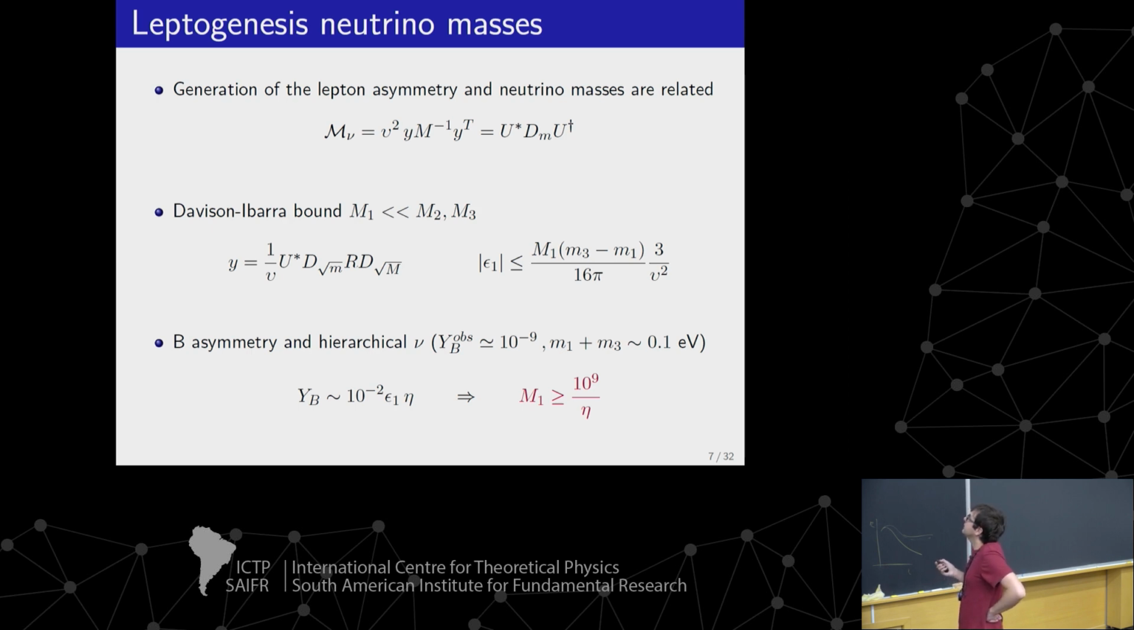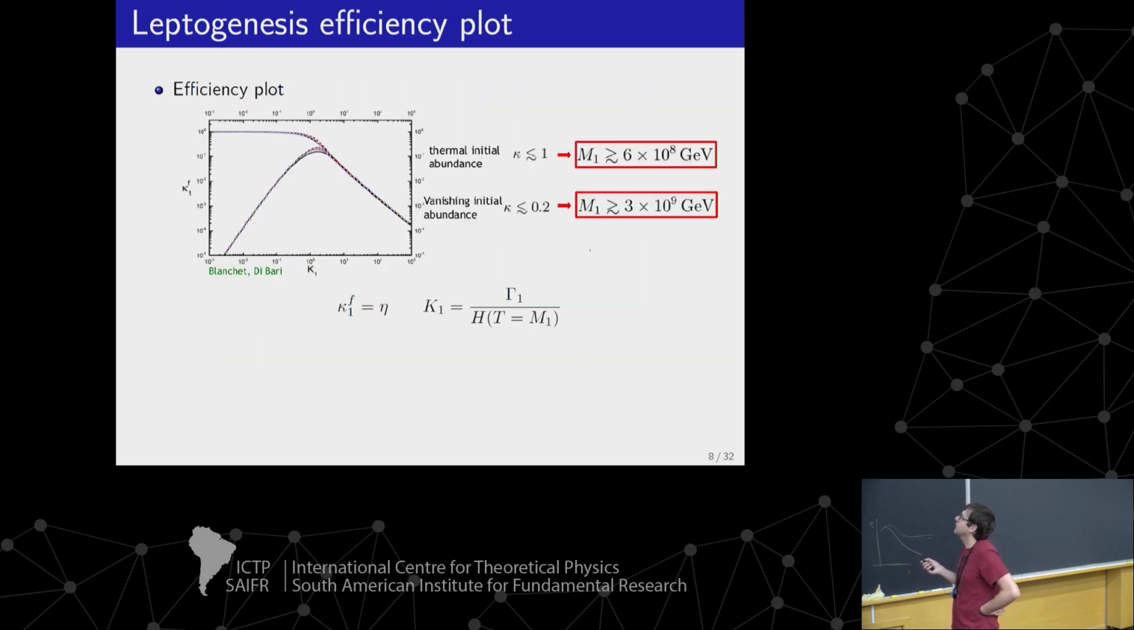And then if you substitute this inequality for epsilon here, you get that M1 has to be bigger than some value to have successful leptogenesis. Then you generate B minus L, then you generate B. To have successful leptogenesis, M1 has to be bigger than 10 to the 9 over eta. So this is something that we know is a very high scale.